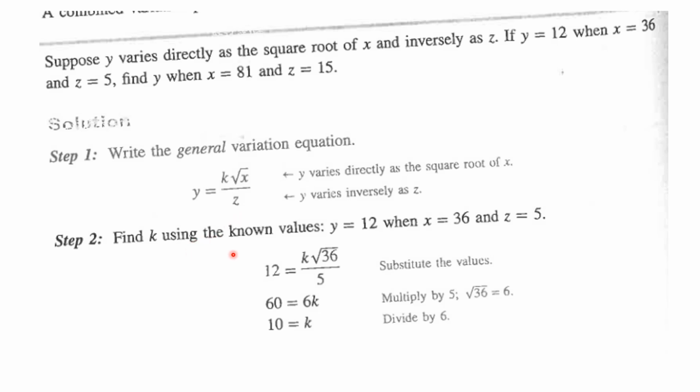Now we're going to use the known data, y equals 12 when x is 36 and z equals 5, to figure out what k is. So we will substitute those values into our general variation equation. And so we will say 12 is equal to k square root of 36 divided by 5. And we can solve for k by multiplying both sides by 5, and the square root of 36 is 6. So we get 60 is equal to 6k, and that means that k is 10.